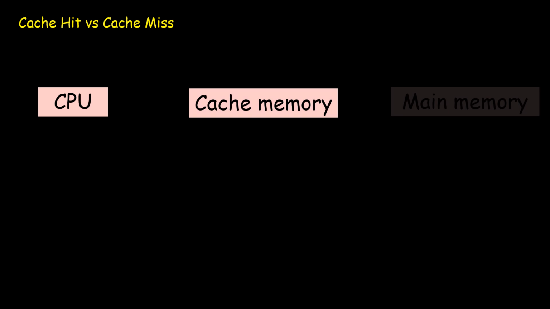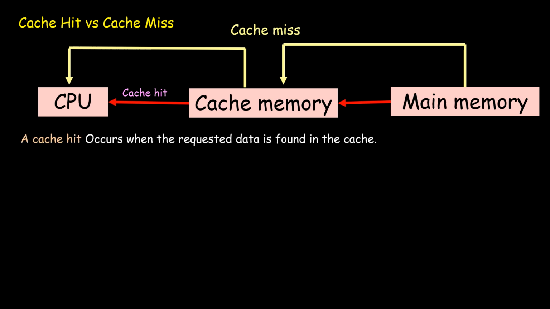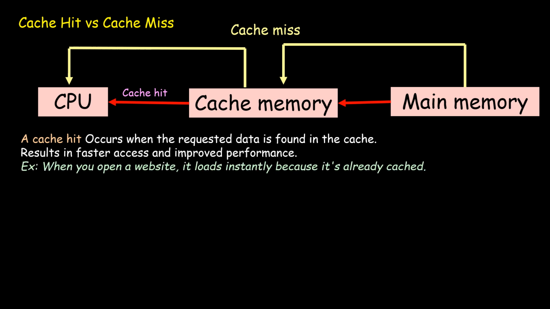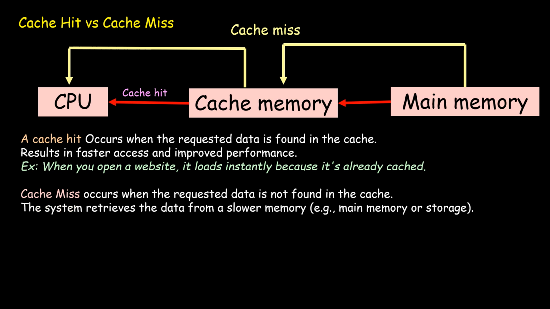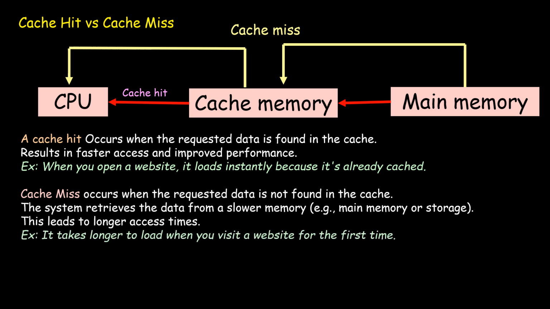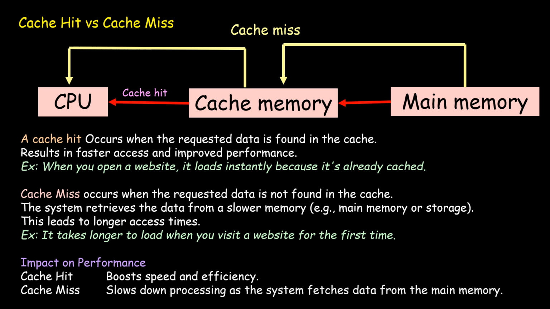As we all know, cache is a small and fast memory that stores data the CPU uses often, making it quicker to access. A cache hit happens when data is already in the cache, so it loads instantly, like when you revisit a website and it loads quickly. A cache miss occurs when the data is not in the cache, so the system has to get it from the slower memory, which takes longer, like when you visit a website for the first time. A cache hit speeds up performance, while a cache miss slows things down.